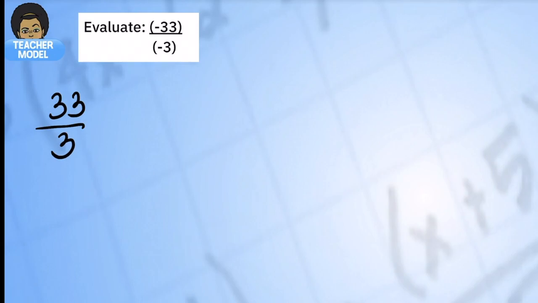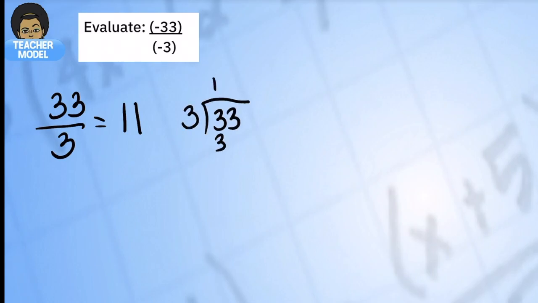This is something easier. Many of us can just do the mental math and we know we'd have 11. If you're struggling with that, then remember the 33 is in here, 3 is our divisor, and you would just do your normal division to get 11. So we know that part. Now we have to figure out the sign.